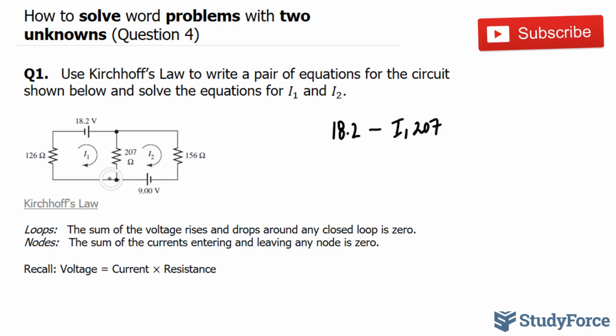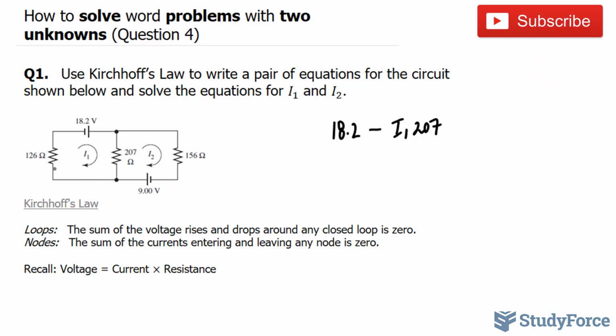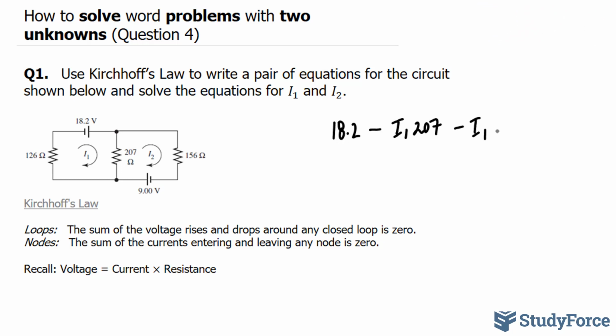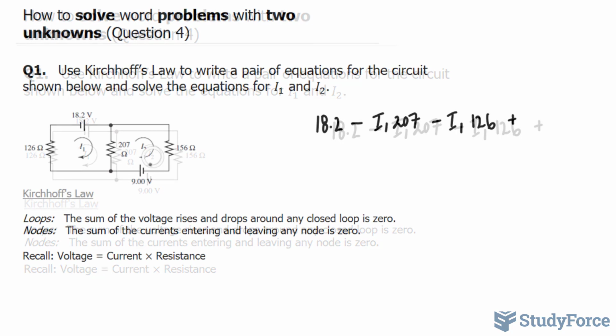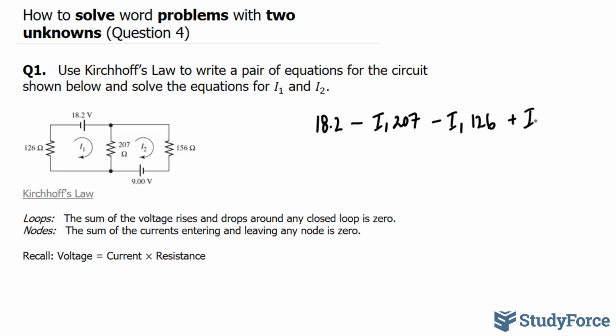Continuing forward, it will reach this next resistor, which is represented as I1 times 126. Now keep in mind that for this particular resistor, we also have current flowing this way as well, in the opposite direction. So what this will do is it will increase the voltage. So from here we have I2 times the resistance at 207, and this is equal to 0.